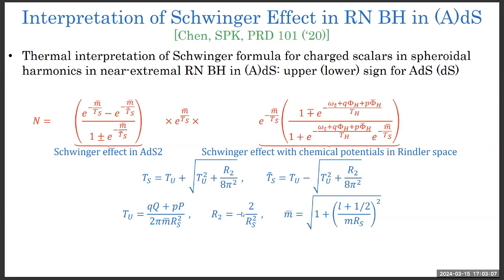Actually, that is the AdS2 geometry. That is the 3D, actually, exact result. And we have an additional factor, because now, near extremal black hole, we have an extremely small Hawking temperature. Now, because of that, that is not exactly the other type, very close to Rindler space. So that is the Schwinger effect with the chemical potential.